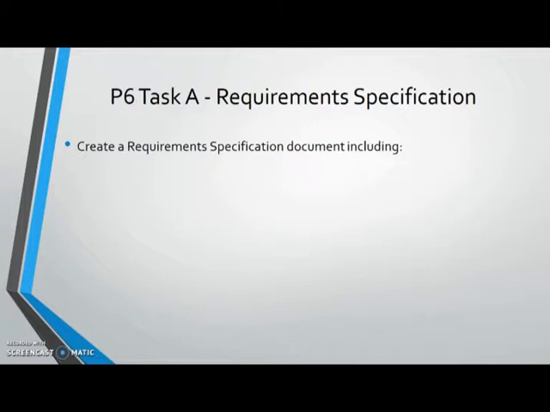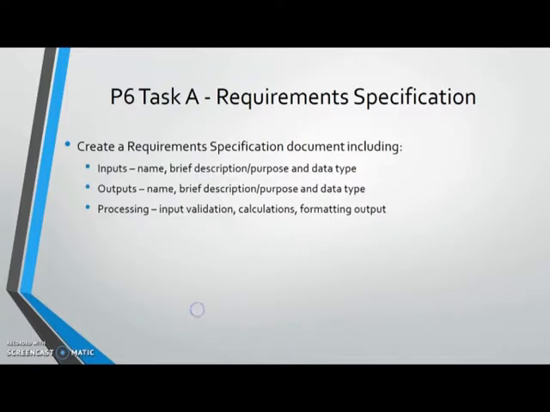So task A of the assignment, what do you actually need to do? You've got to create a requirement specification. The first 3 sections are going to be inputs, outputs and processing. So you've done some very similar activities to this on the Principles of Computer Science. It was all about the abstraction techniques.